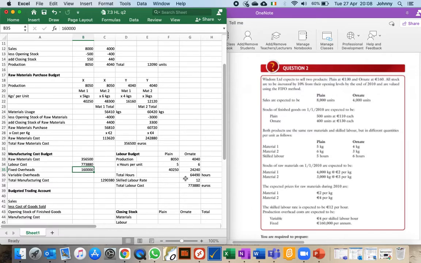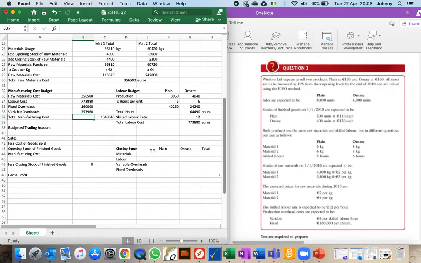So there's the labor hours for plain, there's the labor hours for ornate, add the two of them together, there's my skilled labor hours. Okay, so the variable overheads will be that number, there's the labor hours, multiplied by, in this case, €4. And now the two of them, add all these four numbers together, and that gives us the total manufacturing cost. So now, I go down to work out my budgeted trading account.